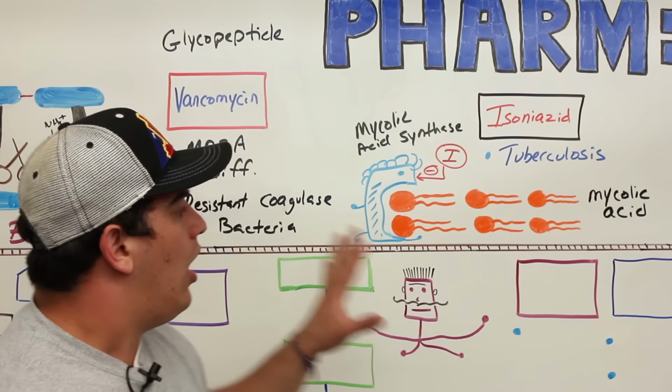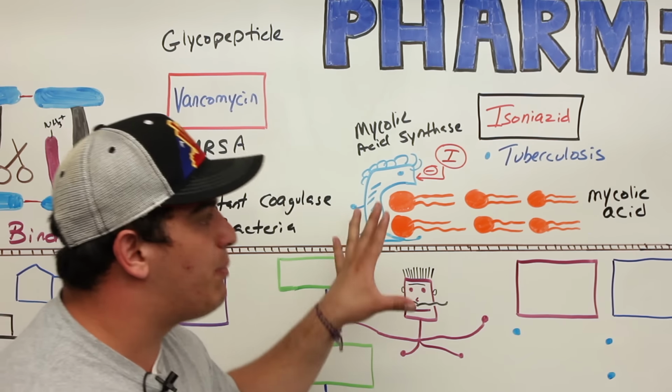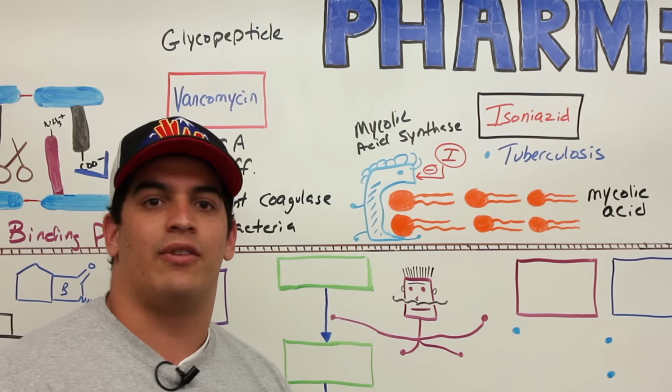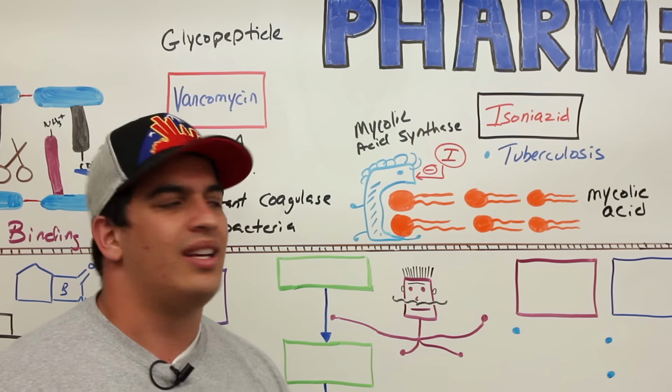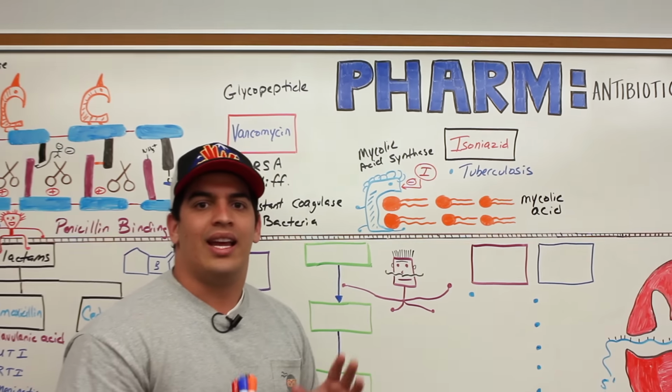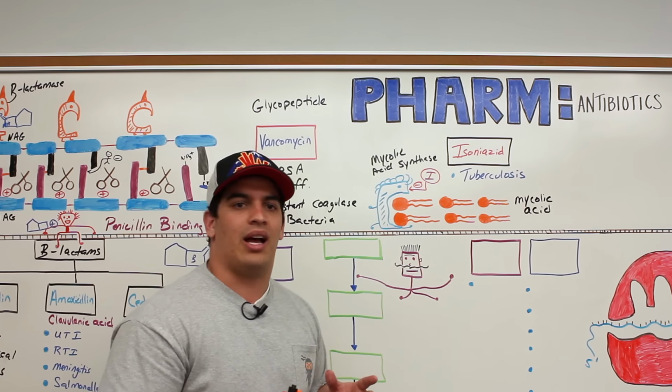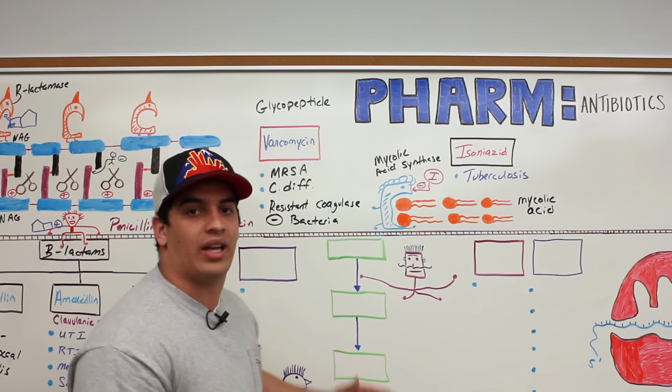Okay? All right, guys, so that pretty much covers the antibiotics that are treating specifically the cell wall synthesis and structure. In the next video, we're going to talk about the antibiotics that are mainly used to target the folic acid pathway.